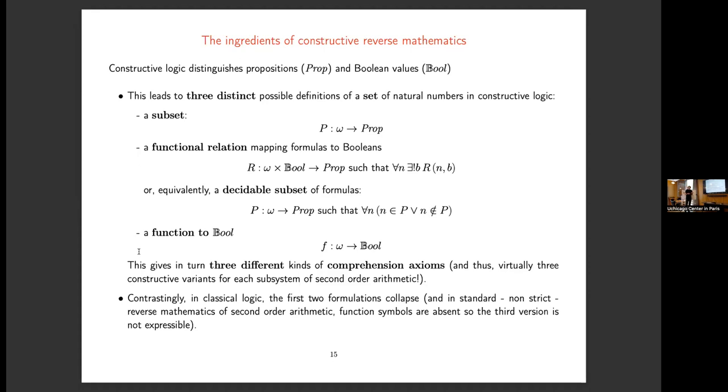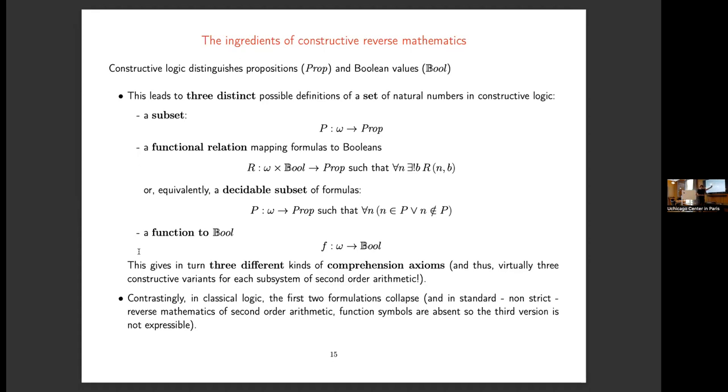Being a predicate with one variable, or being the characteristic function of a predicate with one variable. And in between, I think if we look closely at how it's formalized in Steve Simpson's book, there is another way to represent it. Let's forget about Simpson's book, but there is another way, which is to represent it as a function, but not using bool, using prop. That means as a functional relation. This is yet another way to represent a set.